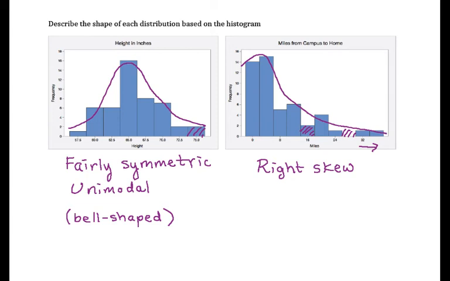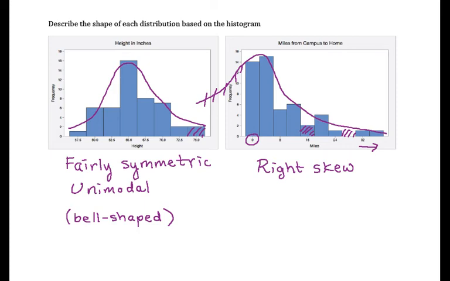Miles from campus to home, this is a measure of a distance. It can't go negative, and a lot of people do live pretty close to campus, so we are going to have some values close to 0. The fact that we can't have a left tail over here because of the values not being allowed to go negative causes the distribution to just get cut off at a certain point, and that's what gives us our right skew. So lots and lots of quantitative variables that measure things that can't be negative tend to have right skew.